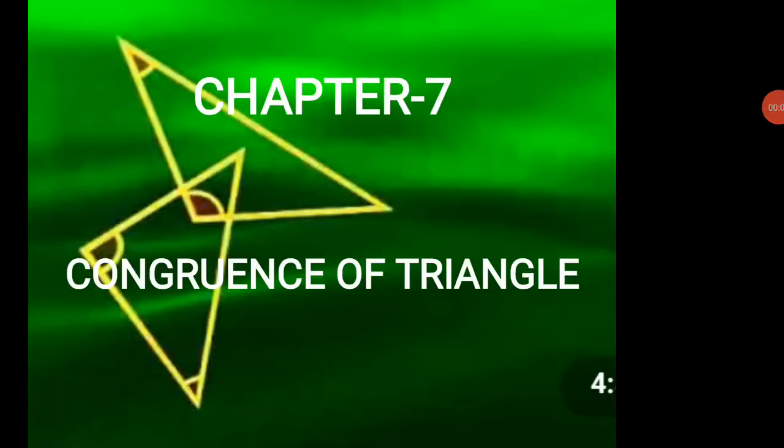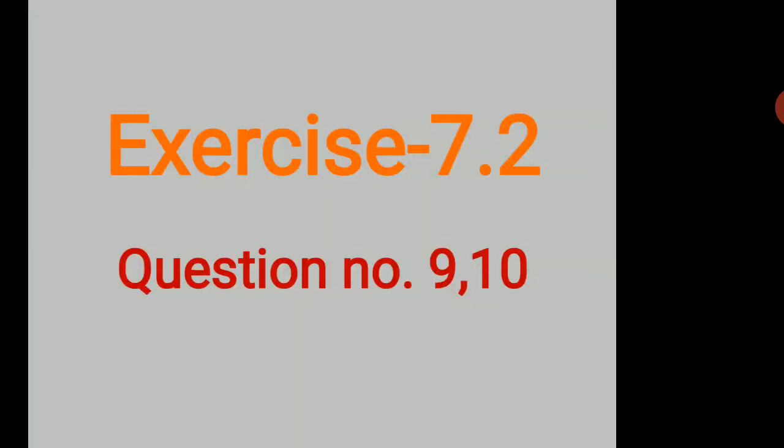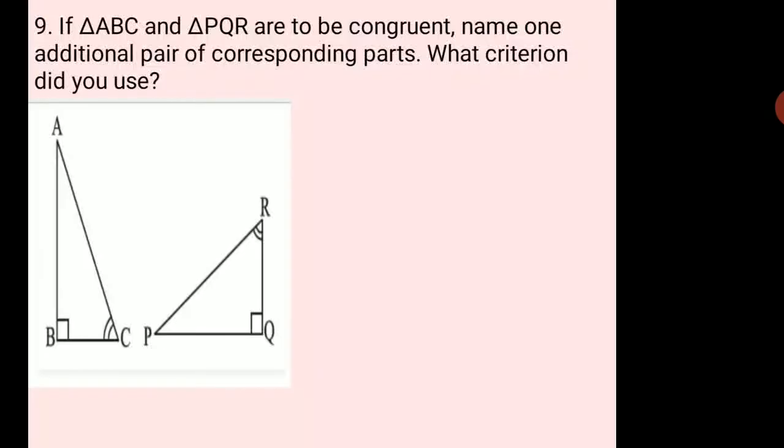So you all know that we are in chapter 7, right? In our previous class we have done till question number 8. Today we will solve question number 9 and 10, okay? So here we have question number 9. It states that if triangle ABC and triangle PQR are to be congruent, name one additional pair of corresponding parts. What criterion do you use?